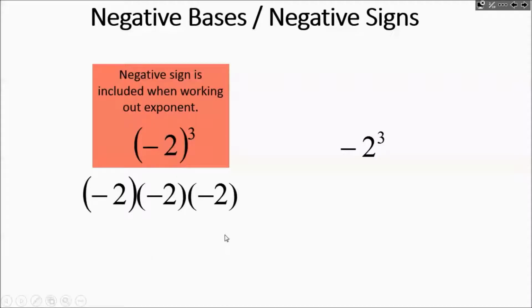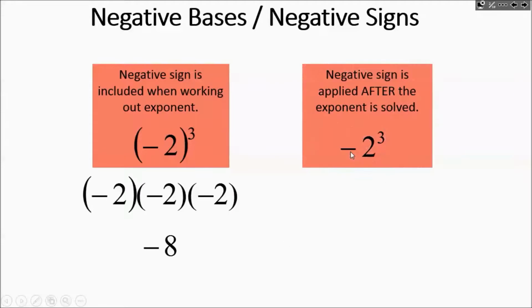And 2 to the third power, hopefully you know by now that that's going to be 8. Over here, the negative sign gets applied after you do your exponent. So we're going to have negative, whatever this works out to, and it works out to 8. So in this case, they both worked out to negative 8.